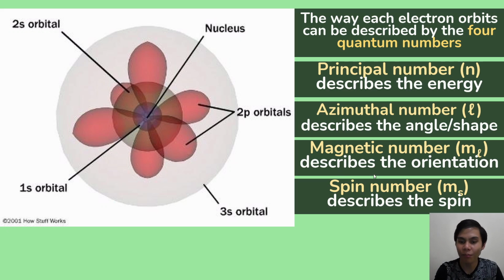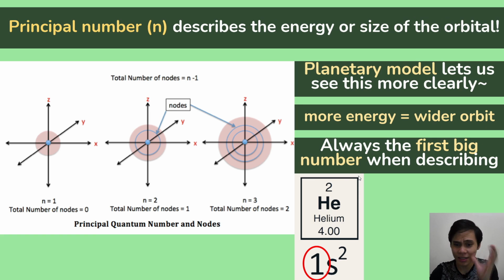And your spin number, the very last quantum number, is symbolized by m and the fancy s, which describes the spin of your electron. So your electrons spin while they orbit, and that spin number describes how they spin. So let's discuss these one by one so we can discuss them with more detail.